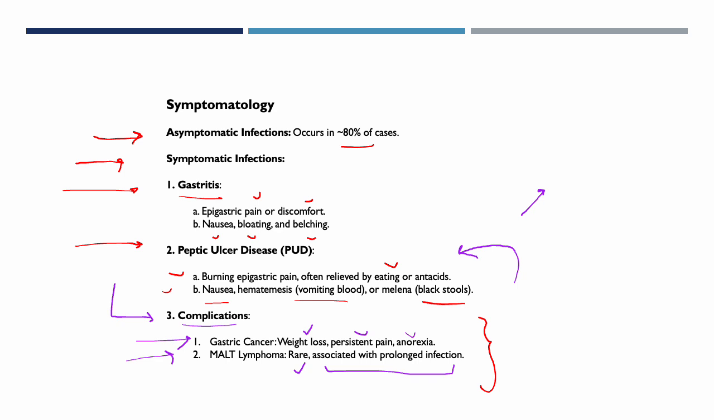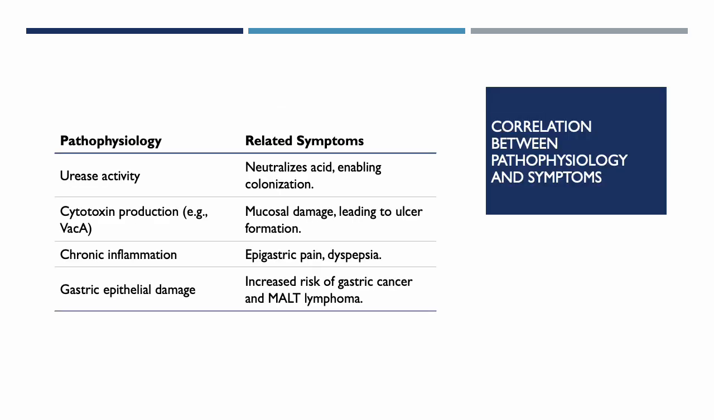So let us briefly connect the pathophysiology with its related symptoms. We mentioned that H. pylori converts urea to ammonia, so urease activity. This neutralizes gastric acid, enabling H. pylori to survive. This could be detected by urease breath test or rapid urease test during endoscopy.